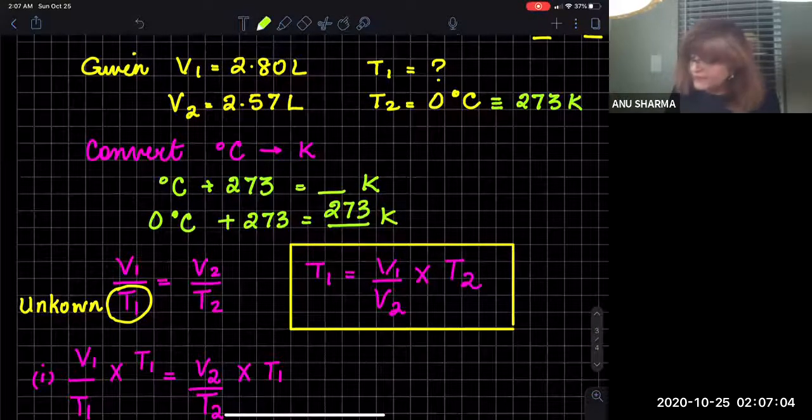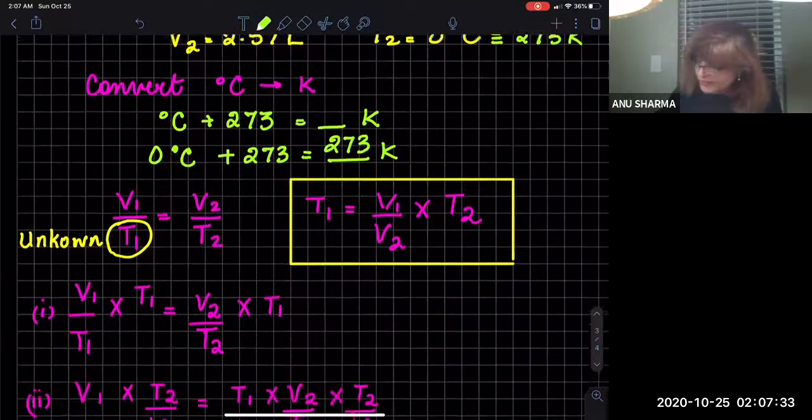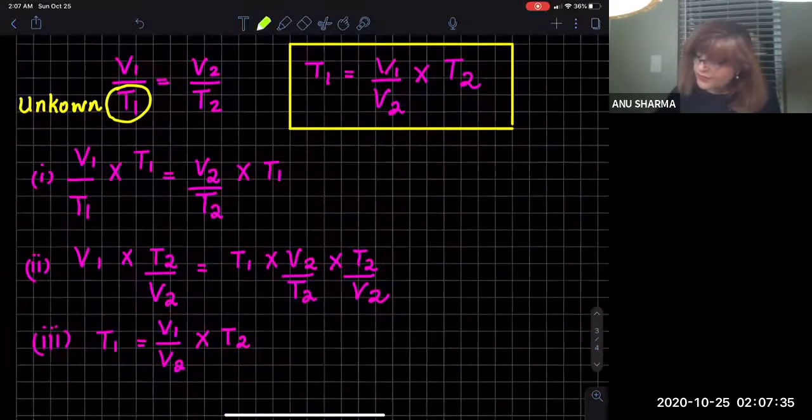Okay, so we are given V1 is equal to 2.80, V2 is equal to 2.57, T1 we need to find, that's our initial temperature, and the final temperature is 0. Always convert the 0 degrees Celsius to Kelvin, and that is by adding 273 to it. So that gives you the value in K. If you were given any other value in degrees Celsius, you still need to convert it into Kelvin.